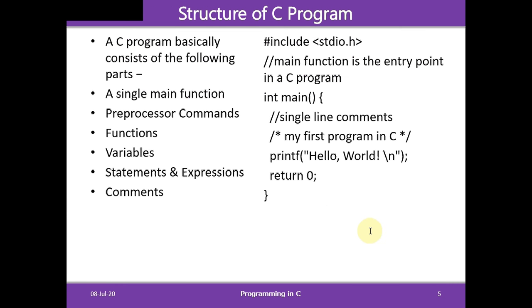This is the structure of a C program. A C program basically consists of the following parts: a single main function as seen before, preprocessor commands, functions, variables, statements and expressions, as well as comments. If you look on the right side, hash include stdio.h. The main function is given here: int main and printf hello world. Hello world is printed on the screen.